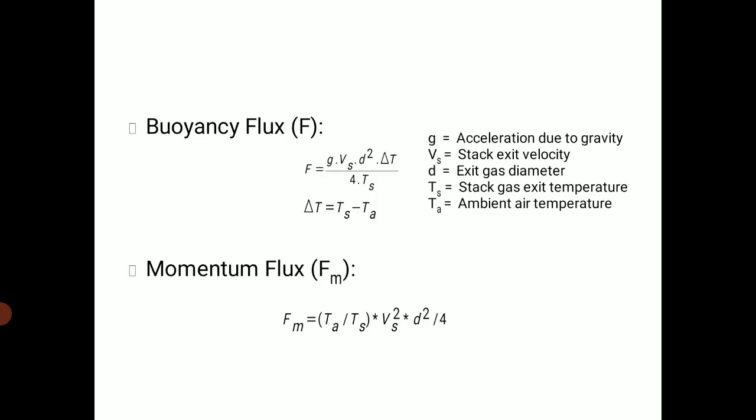And there are two formulas for buoyancy flux and momentum flux, which is given as F is equal to g Vs d square delta T divided by 4Ts, where F is buoyancy flux, g is acceleration due to gravity, Vs is the stack exit velocity, d is the exit diameter of the stack. Then delta T is Ts minus Ta, where Ts is the stack gas temperature and Ta is the ambient air temperature. And for momentum flux, the formula is Ta divided by Ts into Vs square into d square by 4. And all the terms are just the same as the previous equation.